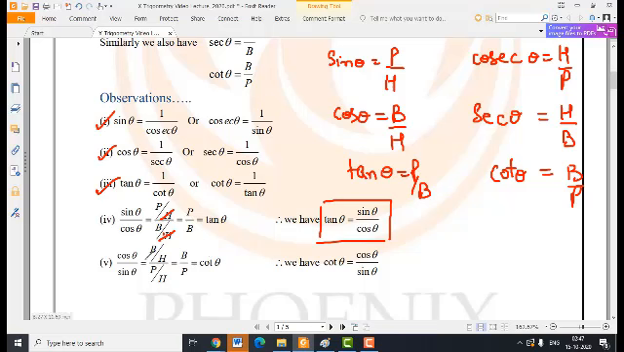Similarly, if I take the ratio the other way around, with cos theta in the numerator and sine theta in the denominator, it is going to be b upon h upon p by h. Once again h and h will cancel out and you are left with b upon p, which is nothing but the last ratio, that is cot theta. So we can finally write cot theta equals cos theta upon sine theta. So this is the theory for the first part of the chapter.